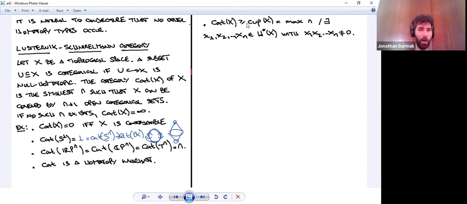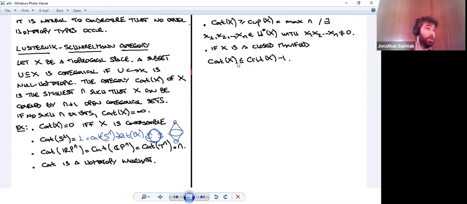Some non-trivial lower bounds are given by this homology invariant. This is the cap length of X. The definition is that the cap length of X is the greatest number n such that there are n elements in the homology ring whose product is non-trivial. So this is a homotopy invariant which gives a lower bound for the category. An upper bound is given by the dimension if you have a CW complex, but also for closed differentiable manifolds, we have this upper bound given by this Crit(X).